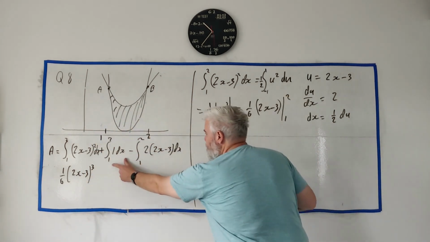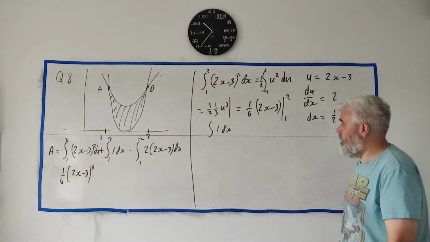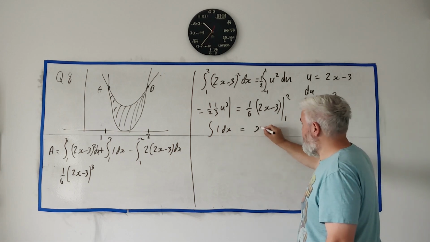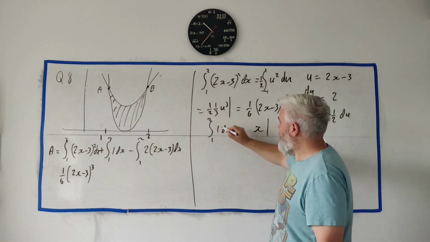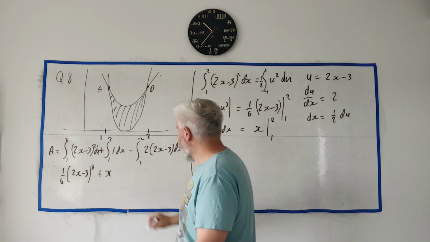Right, the next sum we need to do is the integral of 1. Very common one, and it's one students mess up all the time. But the integral of 1 is just x. Again, between 1 and 2, between 1 and 2. So let's put that in, plus x.